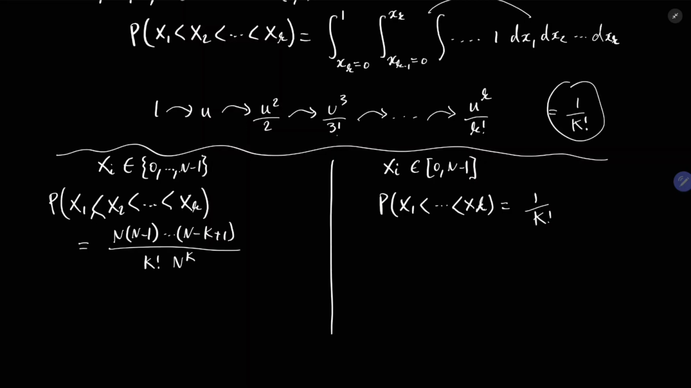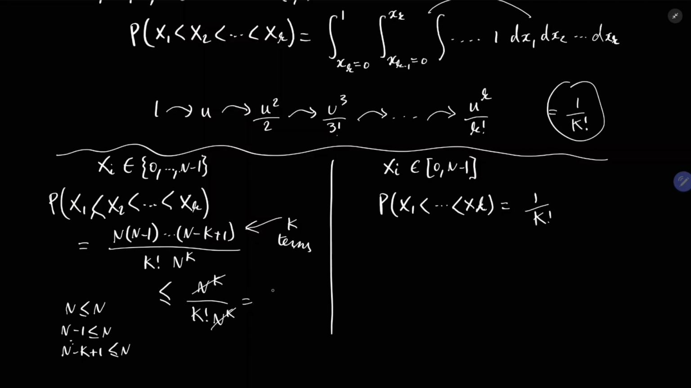Something that we can notice is that in that numerator, we have k terms, and we have n that is greater than n minus 1 that is greater than n minus etc., n minus k plus 1 that is lower than n. So we can say at the end that this probability is lower than n to the power of k divided by k factorial multiplied by n to the power of k. So this can be simplified, equal to 1 divided by k factorial. So in conclusion, what we can see is that in the discrete case, the probability is always lower than the continuous case.